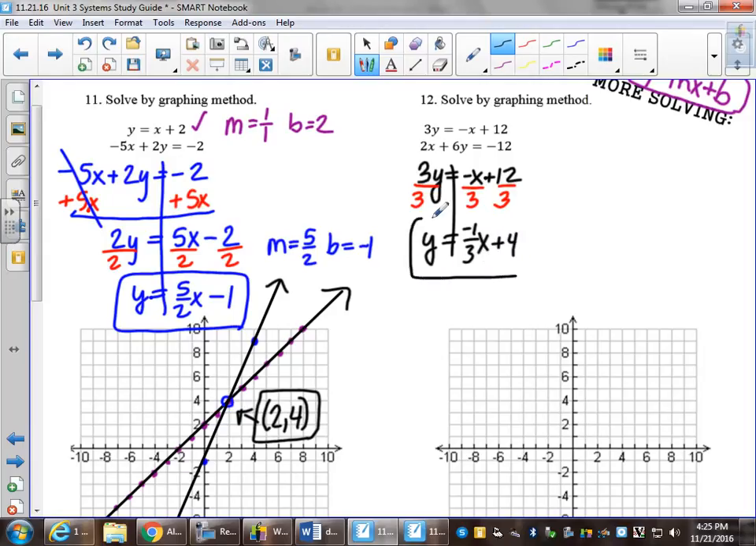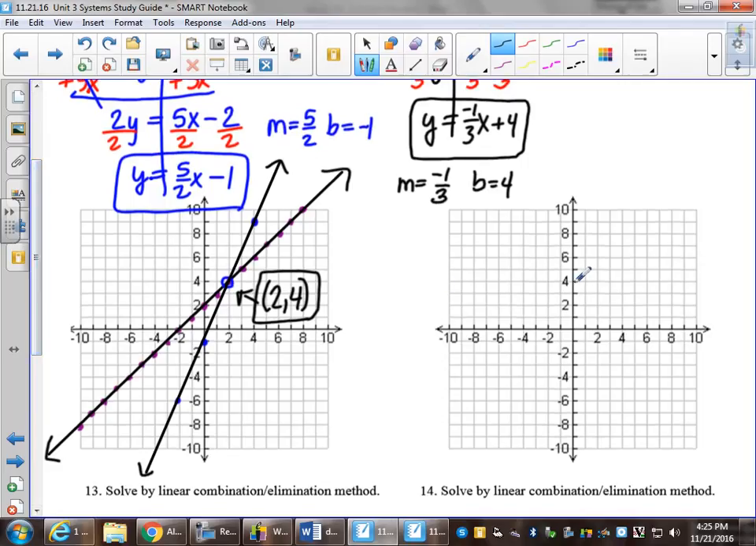There will be one that's like that. Recognize this as the fraction that it is. So we've got m equals -1/3, b equals 4. We'll graph our y-intercept first. So I go to 4 and I make my point. Let me use a color to graph.